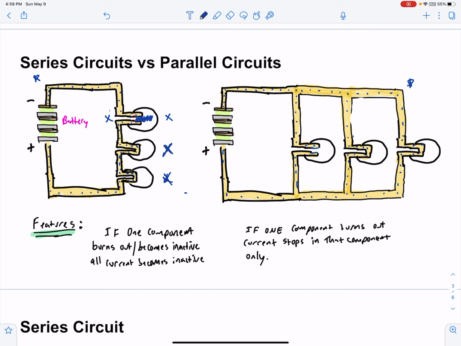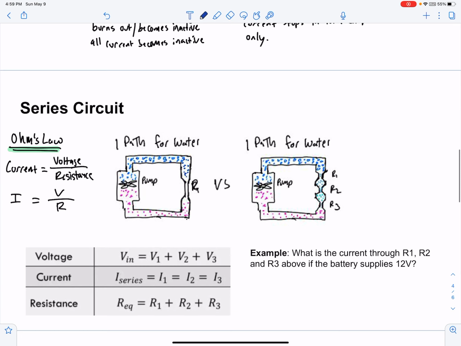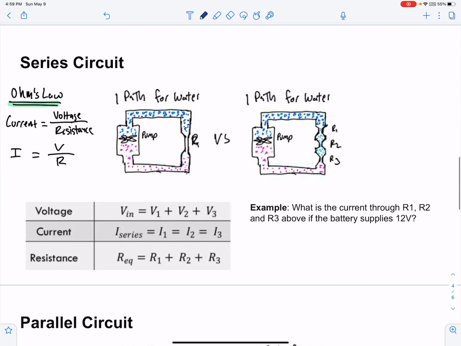Parallel circuits are a little bit more robust in the sense that you have multiple loops, right? We can see one loop here, one loop here, one loop here. All right, and so if our first light bulb breaks, well, there's still two loops for our electrons to flow. Okay, and so most, you look at your cell phone, you look at your computer, it's not going to be just a series circuit or just a parallel circuit. It'll be a combination of the two.